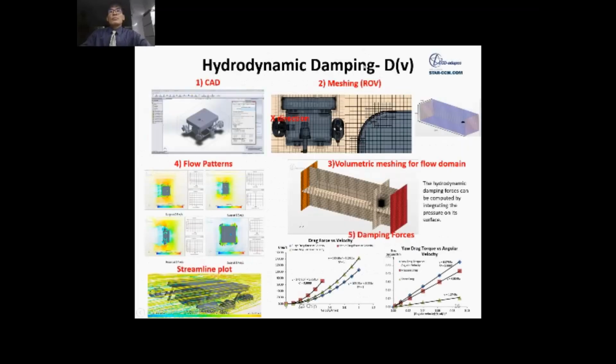What about the hydrodynamic damping, D? Alright, so as I mentioned, we design the mechanical system using the CAD SolidWorks, and then we do a meshing, basically using the computational fluid dynamics software package, and then we need to do a volumetric meshing for the flow domain, and we have to make sure that the volume in which this ROV is contained must be at least, I think, 20 times more than the size of the ROV, in order to simulate in the water. And we need to find out the flow patterns, streamline plots, and then what we do at the end of the day is to determine the damping force versus the velocities.